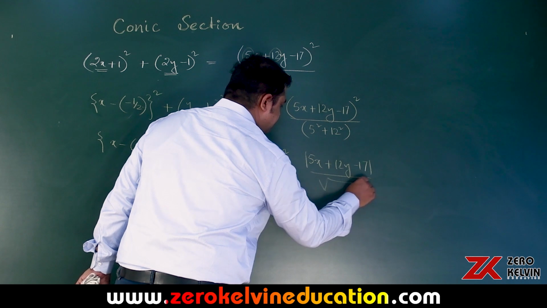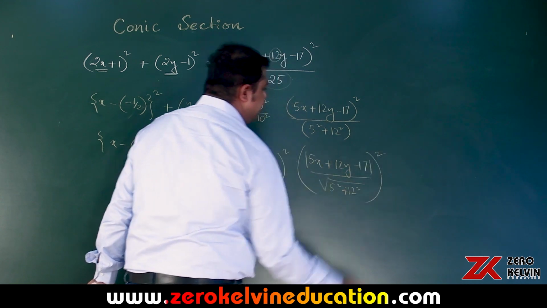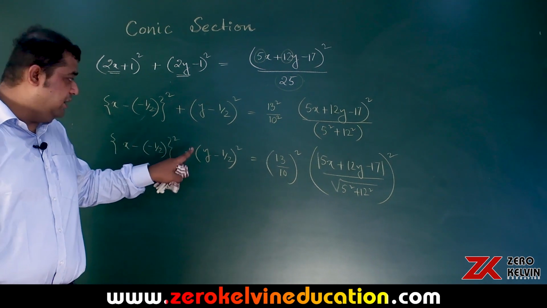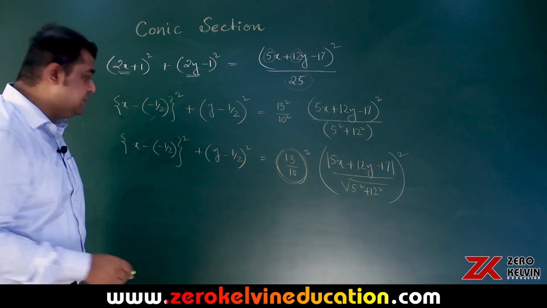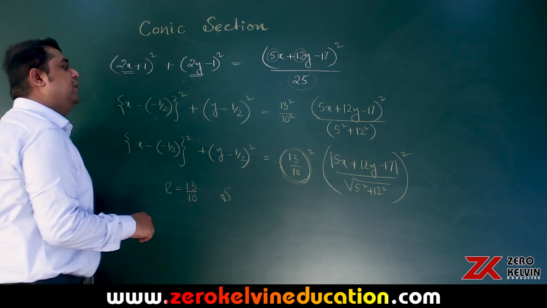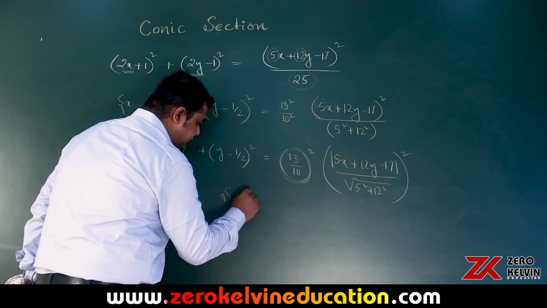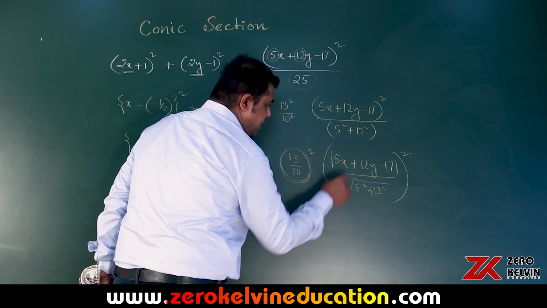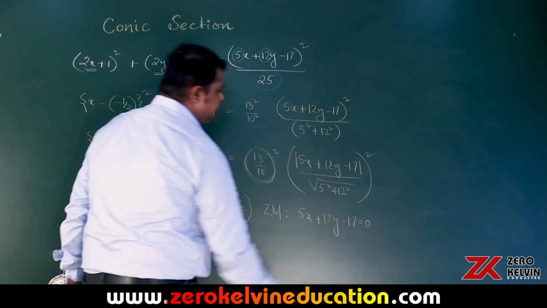The modulus of 5x + 12y − 17 divided by the root of 5² + 12² is the perpendicular distance from that line, whole squared. We can identify this equation as representing a hyperbola. That is confirmed from this section, as the eccentricity appears as 13/10. The focus of this particular conic can be identified as (−1/2, 1/2), and the directrix can be identified as 5x + 12y − 17 = 0.